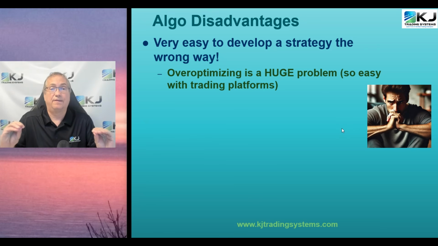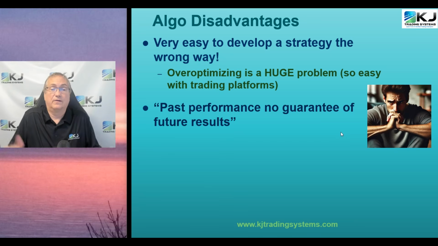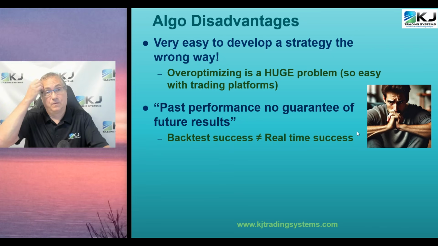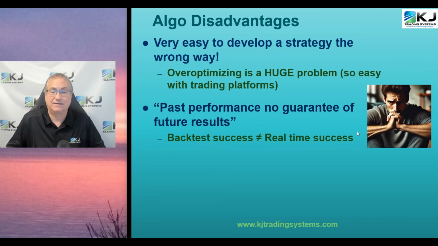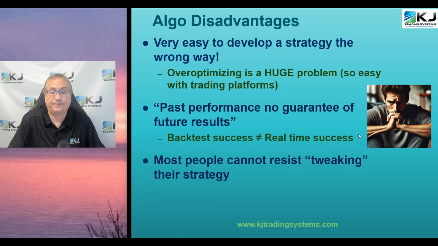Over-optimization is probably the biggest problem along these lines, and it's so easy to do with most trading platforms. You've got to watch out for that. Again, I've talked about this a few times. That is a disadvantage of algos: the fact that past performance doesn't guarantee it's going to work going forward. The way to think about it is backtest success does not equal real-time success. They might be a little bit correlated, but a lot of times the better the backtest, the worse real-time is. So watch out for that.